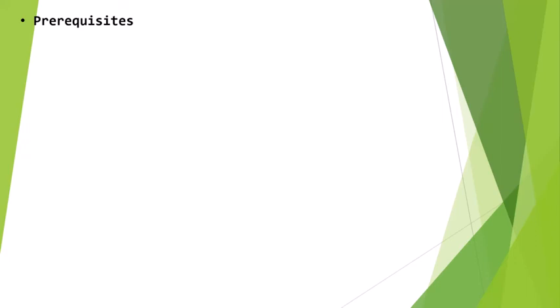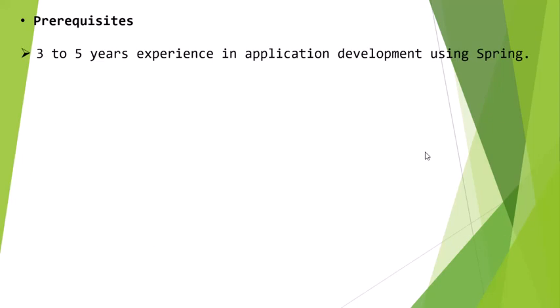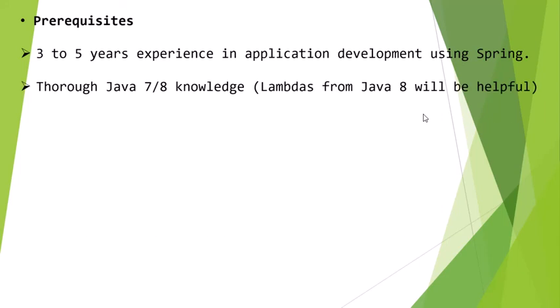Before we go further, let me give clarity on the target audience this video is intended for. As you can see from this slide, the target audience shall have at least 3 to 5 years of experience in application development using Spring. The audience should have thorough Java knowledge, and I'm expecting the audience to have updated themselves to Java 8. At least lambdas from Java 8 will be helpful.